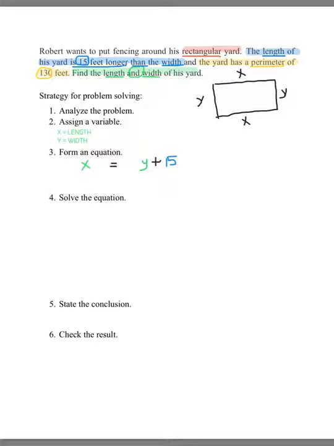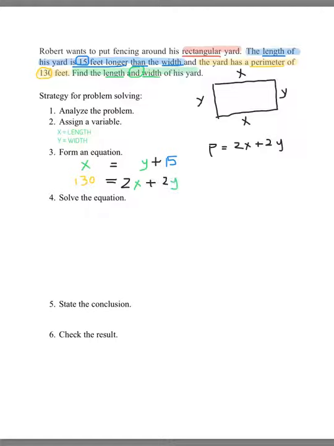Now the last part says that the yard has a perimeter of 130 feet. So we actually know a formula for the perimeter. The formula for the perimeter is 2x plus 2y. But now we actually know that the value of the perimeter P is 130. So that's going to give us our second equation. So I have 130 is equal to 2x plus 2y.